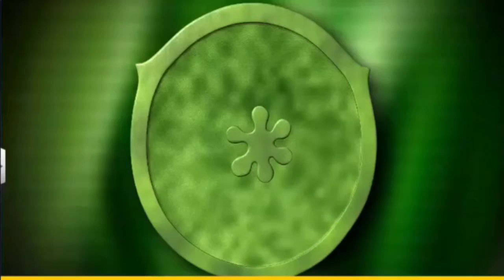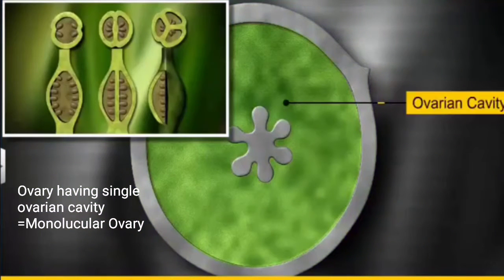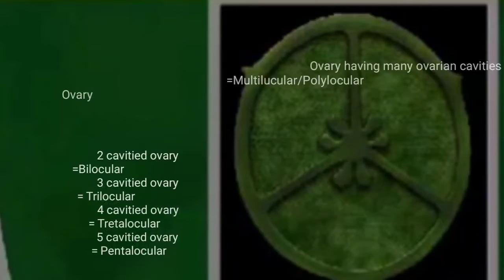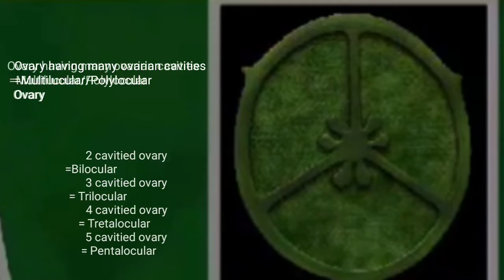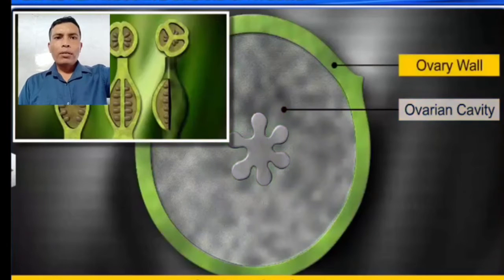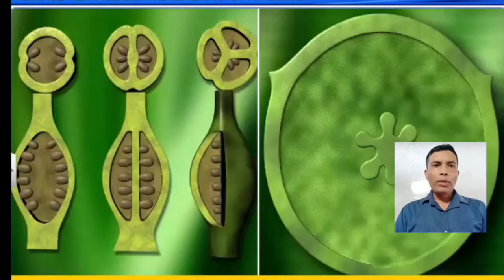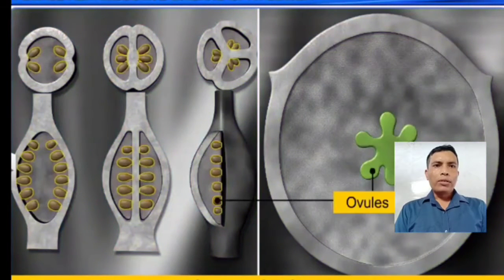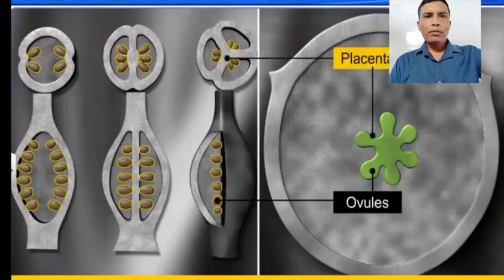Ovarian wall. If the ovary contains only one locule, that is called monolocular. The ovary which has many chambers or many locules or cavities is called a multilocular ovary. Okay, it is the ovarian cavity. Inside the ovarian cavity, ovules will be grown. They will be attached to the placenta.